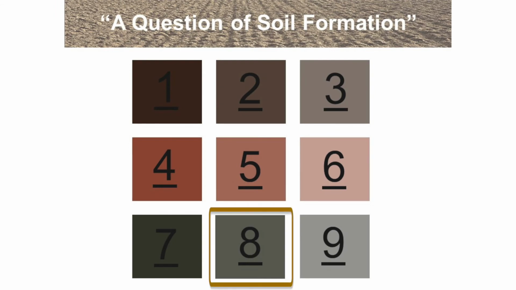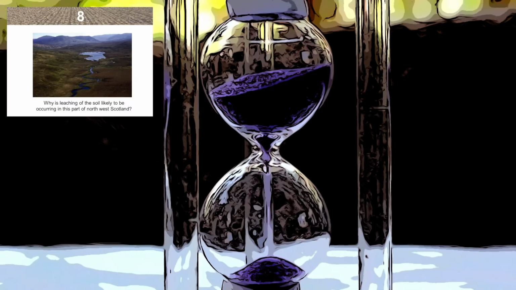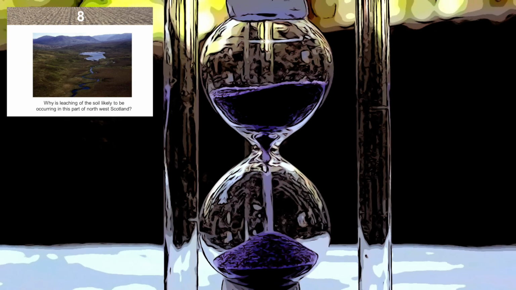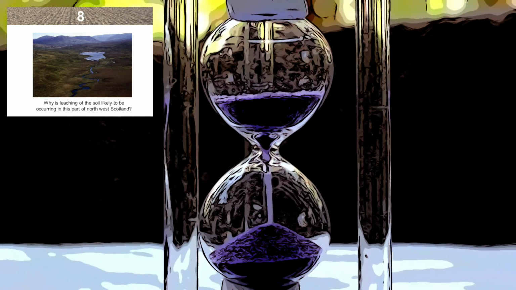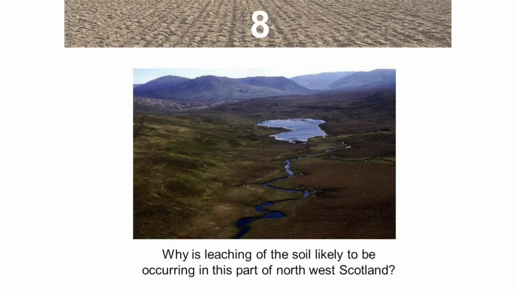Question 8. Why is leaching of the soil likely to be occurring in this part of northwest Scotland? Answer. Because here precipitation exceeds evaporation and the water runs through the soil profile and leaches the nutrients out.